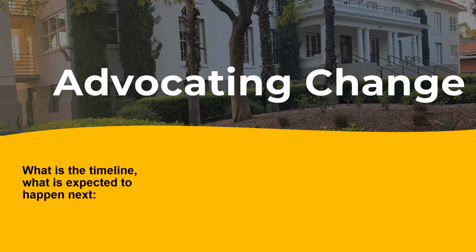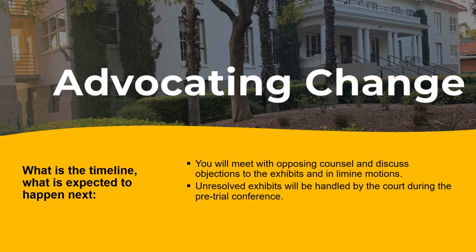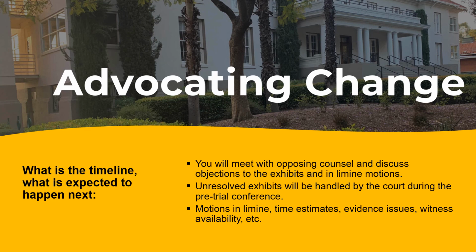What is the timeline and what is expected to happen next? Once you have filed your witness list and exhibit list before trial, you will meet with the opposing counsel and discuss objections to the exhibits and motions in limine. If objections to the exhibits are unresolved, then they will be handled by the court during the pre-trial conference.